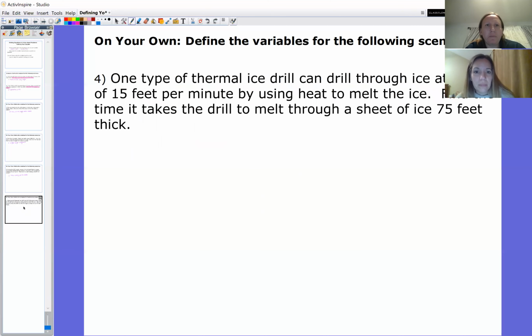Okay, and last one, number 4. One type of thermal ice drill can drill through ice at a rate of 15 feet per minute by using heat to melt the ice. Find the time it takes the drill to melt through a sheet of ice 75 feet thick. Okay, so once again, define the variable on your own.